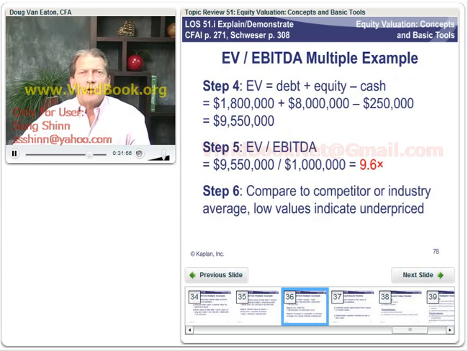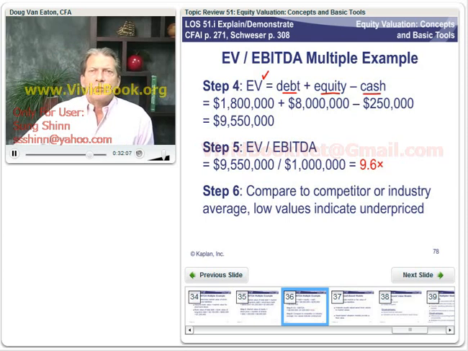So step 4, what is the enterprise value? Well, it's the market value of the debt plus market value of the equity minus our cash and short-term cash equivalents. $1.8 million plus $8 million minus our $250,000 in cash gives us an enterprise value of $9,550,000. And then we divide that by our EBITDA of $1 million and get a ratio of 9.6.